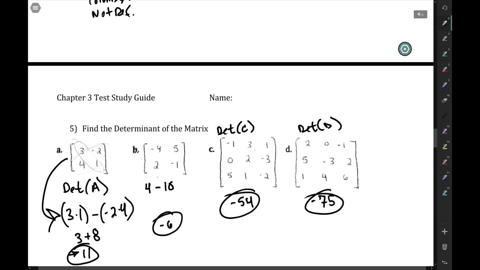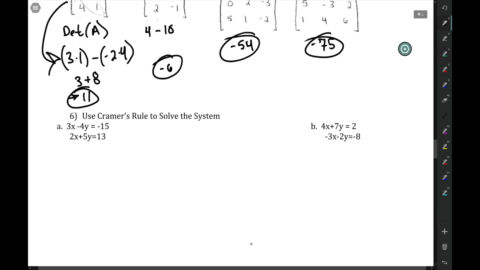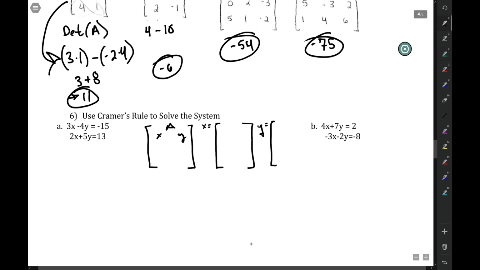Cramer's rule is next here. I will provide you with Cramer's rule again. You do need 3 matrices for these 2 by 2s. You need the coefficient matrix of x and y, the matrix where you're solving for x, and the matrix where you're solving for y. And it's all about finding their determinants.